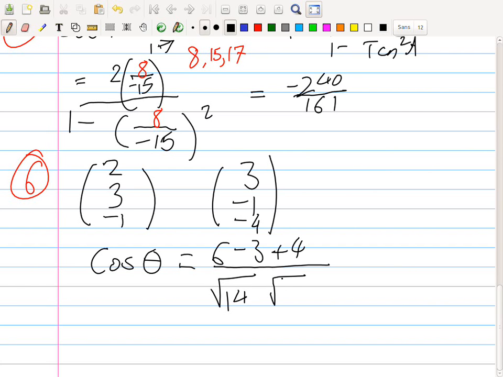Okay, so therefore what does theta approximately equal using your calculator? 68.4 degrees. Okay. Next now. I'll give you a moment just to write that. That was 5 marks, that angle one. And that cos A1 was 4 marks.